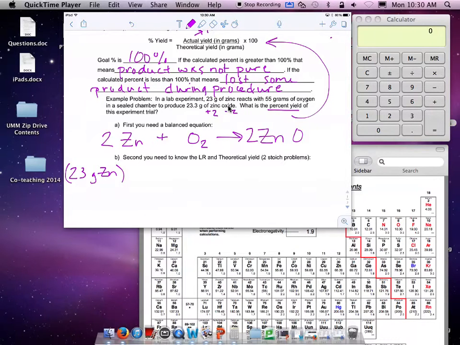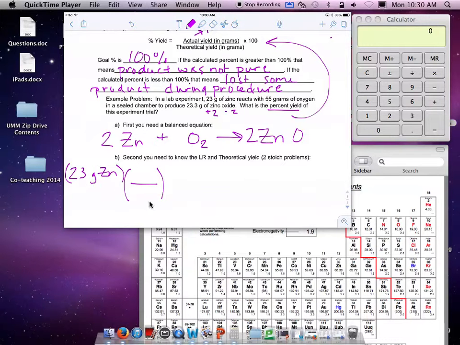Well, remember, every stoich problem has the switchover step, and the switchover step has to be in moles. So I can't go from grams right to zinc oxide. I have to get from grams of zinc to moles of zinc. That's my next step. Well, we can do that. We can go from grams to moles. That's molar mass. Look, here's zinc. 65.39 is my molar mass. That's the number of grams.